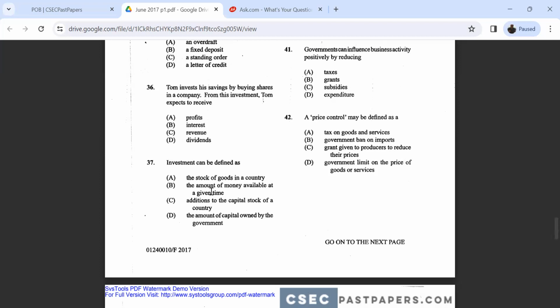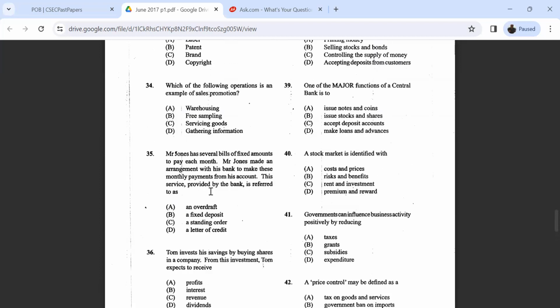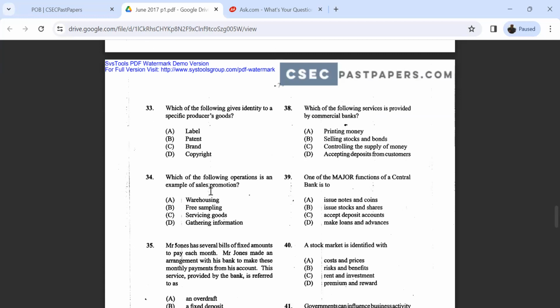Number 38. Which of the following services is provided by commercial banks? So in Trinidad, Republic Bank is a commercial bank. First Citizens Bank is a commercial bank. Scotia Bank is a commercial bank. What service do all those banks provide? So D. D. Correct. Accepting deposits from customers.